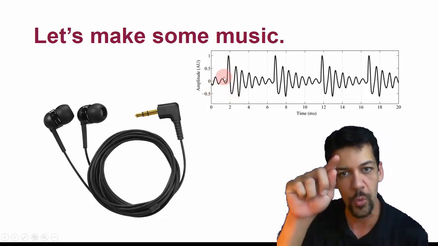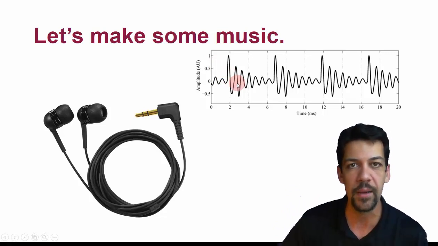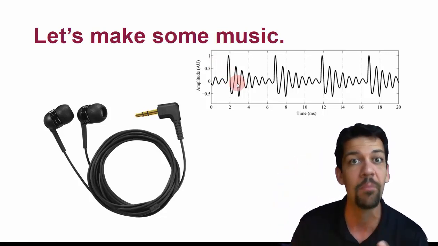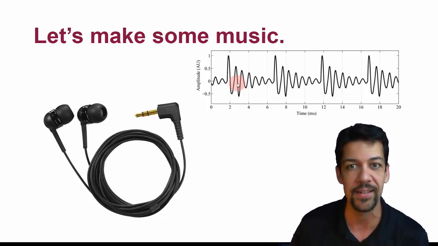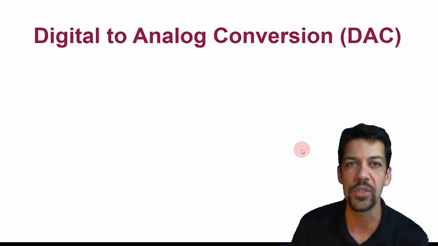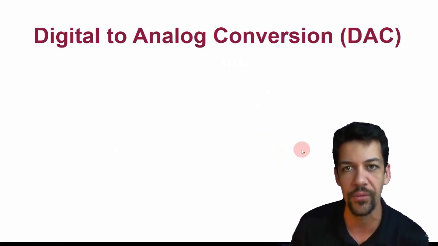Rather than just a square wave of ones and zeros, we need something that varies over time, because that's the actual motion of the speaker. We have to vary that signal and make it look like this, right? So the way that we do this is to use what's called a digital to analog converter. And the way that one of these things works is really cool.